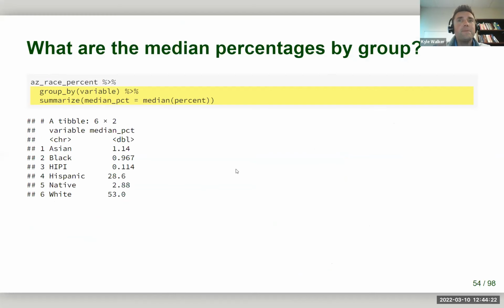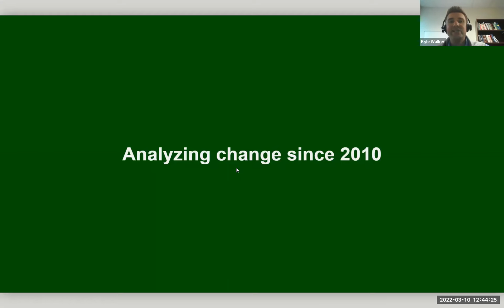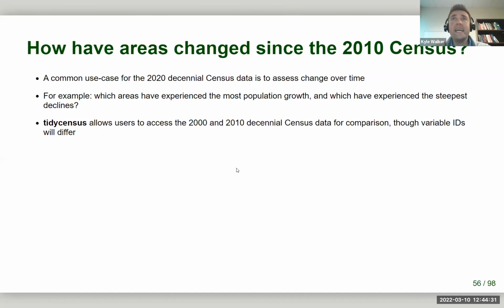The last piece here that I want to show you for this section is a question that people are very commonly interested in when working with 2020 data: asking how areas have changed since 2010. This is something that the tidyverse really helps us out with, with a couple important caveats that I'm going to cover in just a moment. We don't have information yet on detailed race, ethnicity, or detailed age and sex breakdowns, so we can't make those comparisons yet, but we can make some comparisons between, say, total population, total households, and some of the other metrics.